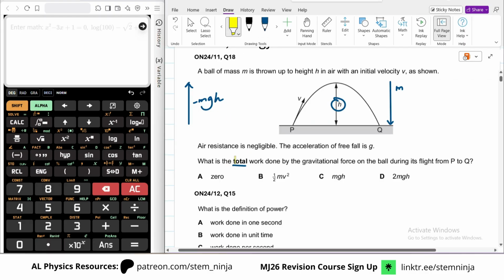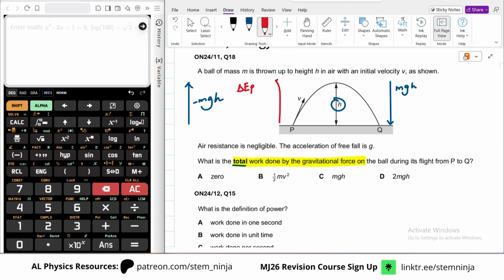However, notice the wording that they used over here and the sign convention that we are using. They're not saying change in gravitational potential energy. They're saying total work done by the gravitational force. If we were talking about the change in gravitational potential energy, going up that would be positive mgh, and coming down it would be negative mgh. But total in this case, this is called work done against gravity. The question is actually asking total work done by the gravitational force on the ball. So that would be negative, positive. So net work done is 0.